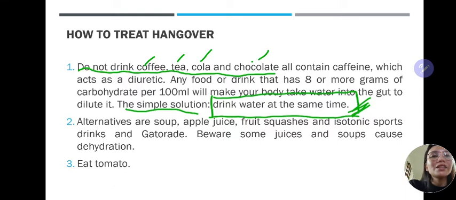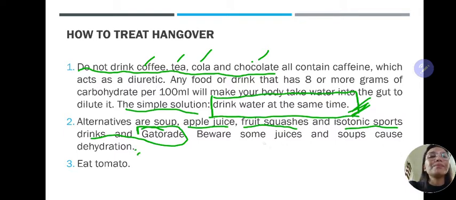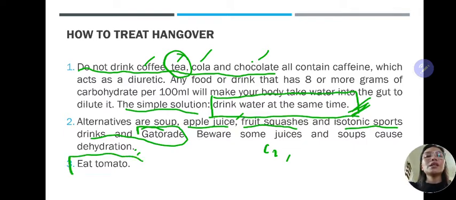Then, we have other alternatives. Kung ayaw nyo ng puro tubig, so pwedeng mag-eat ng soup. Pwede mag-drink ng apple juice, fruit squashes, and isotonic sports drinks. And even Gatorade. So, beware of juices and soups which cause dehydration. Like yung tea. For example, C2, mga ganyan. Juices siya, pero since tea siya, diuretic pa din siya. Siguro fruit juices ang mas piliin natin. Apple juice, yan. Cranberry, yan. So, eat tomato. It will help in treating the hangover.